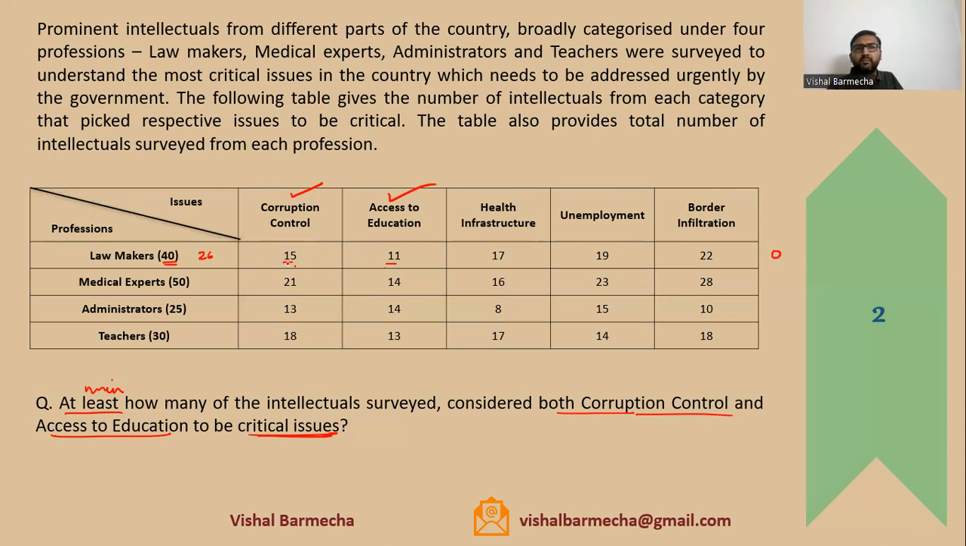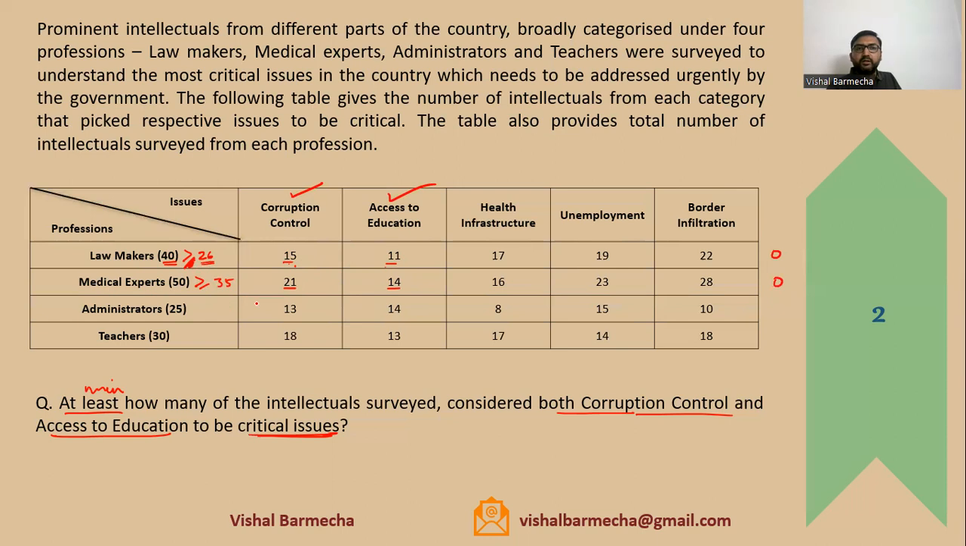मैं अज्यूम कर सकता हूँ ये 15 और ये 11 लोग अलग अलग हैं, because they add up to 26 and 26 is less than 40, right? इक्वल टू भी होने से चलेगा, तो 26 is less than equal to 40, तो उसमें क्वालिफाई कर जाएगा. Now let's look at medical experts. Again, ये 21 plus 14 adds up to 35. 50 is clearly greater than equal to 35. तो I can easily assume ये 21 और ये 14 अलग अलग लोग हैं. तो again, minimum who found both the issues to be critical is 0.